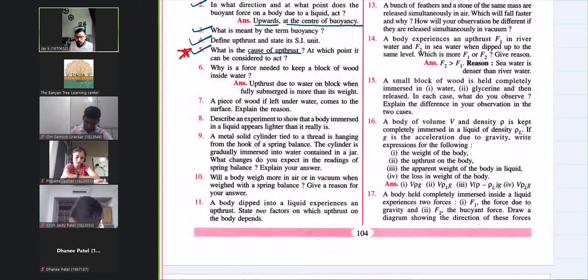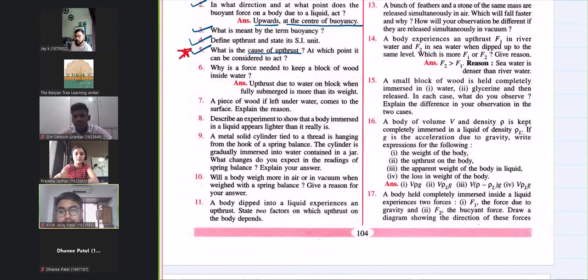What time does your school start basically? 8:20. Okay, so we have some time.